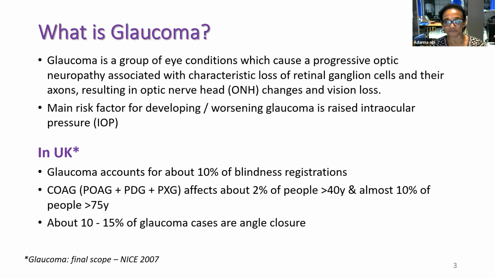Bear in mind that up to 50% of people will develop glaucoma at pressures 21 or less, so do bear that in mind. Glaucoma is a really important cause of loss of vision, accounting for 10% of blindness registrations. It becomes more prevalent the older you get. And just to make you remember that while we think of primary open angle glaucoma as typical glaucoma in the UK, up to 15% of glaucomas are angle closure. So it's not as rare as we used to think it was.